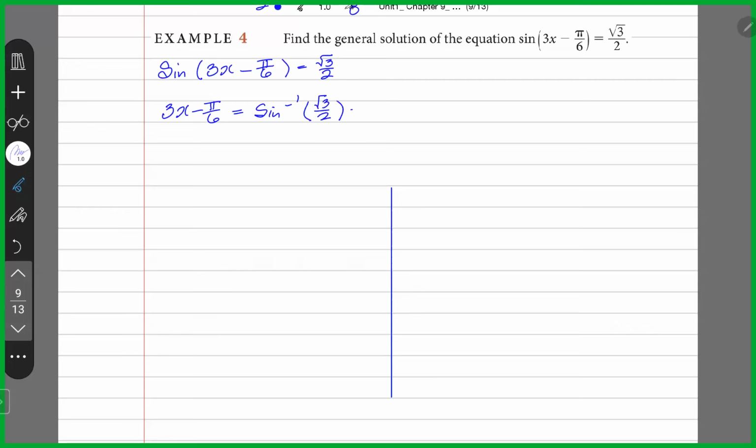And of course, the reference angle is, sorry, pi by 3 or 60 degrees. All right, so the general solution would be 3x minus pi by 6 is equal to n pi plus minus 1 to the n, minus 1 to the n pi by 3.